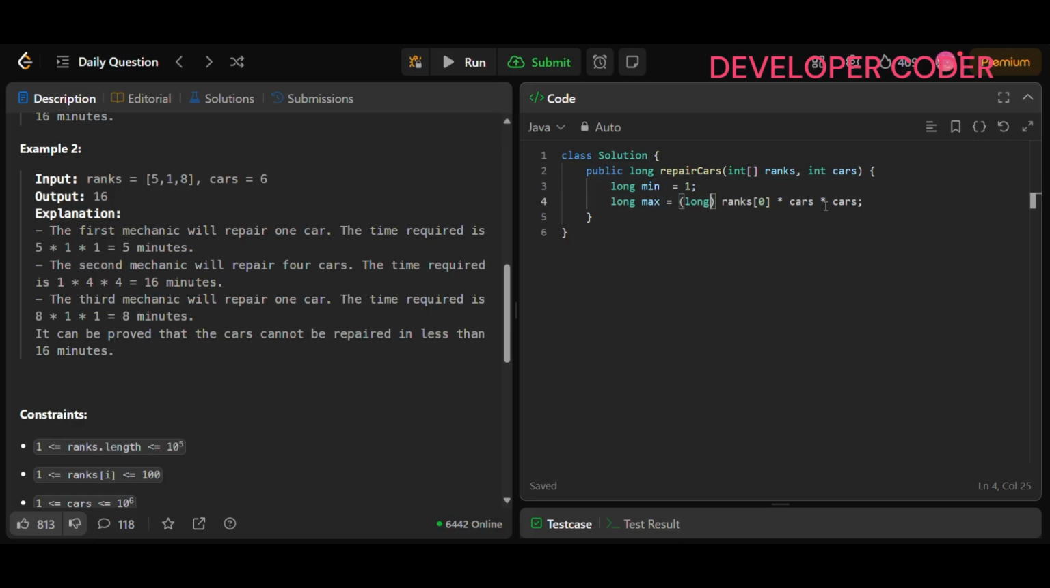So I will get the output of cars into cars in long type only, and then I will multiply with the rank 0. I will again get long only, and I will store that in max. That's why we have to write long here, all right. Now, simple binary search approach.